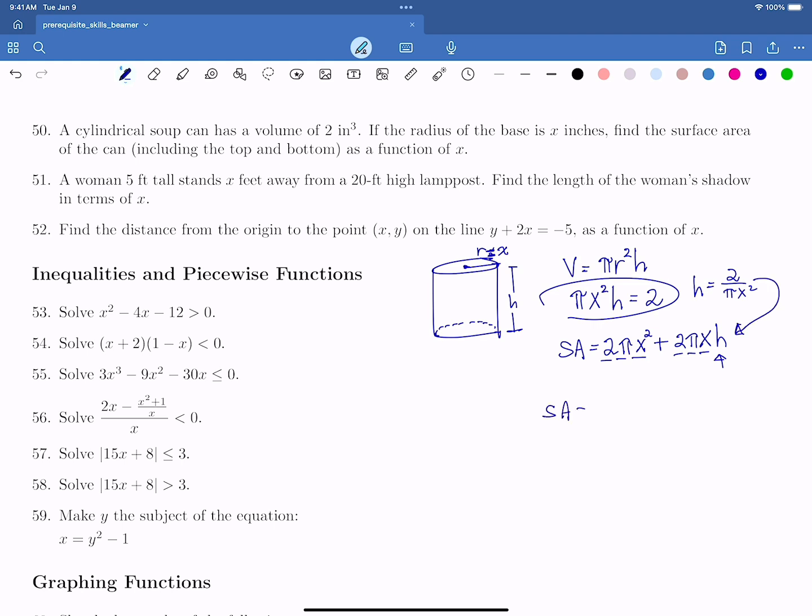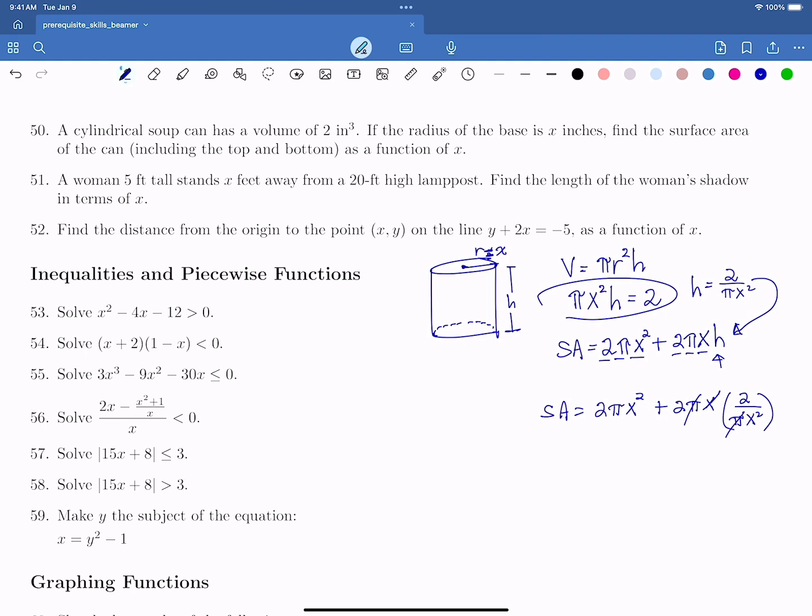So surface area equals 2 pi x squared plus 2 pi x. Now I'm substituting in for h, 2 over pi x squared. And we can simplify. Pi divided by pi is just 1. x divided by x squared is going to be just x. 2 times 2 is 4. So surface area, 2 pi x squared plus 2 times 2 is 4 over x. This is surface area written as a function of x.